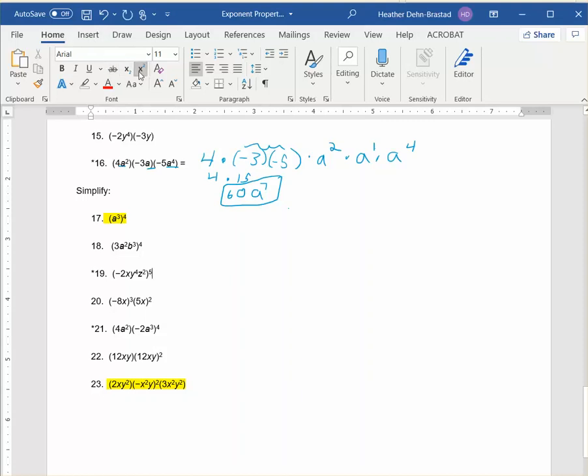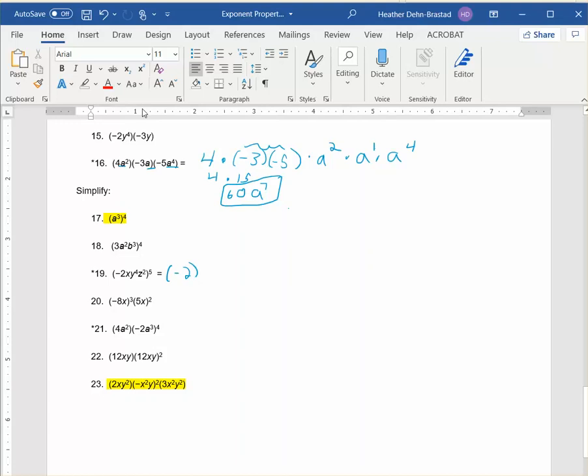All right, so let's look at number 19. It says negative 2x y to the 4th z to the 2nd, all raised to the 5th power. What does this mean? This means that every one of those factors has to be raised to the 5th power. So I would have negative 2.